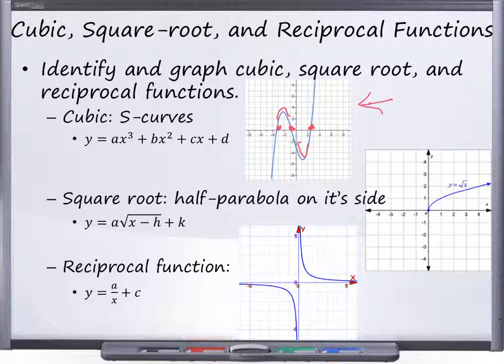There we go. Square root function starts at one point and goes. Now, if we did a plus or minus in front of that square root, we'd get the other half of that parabola.